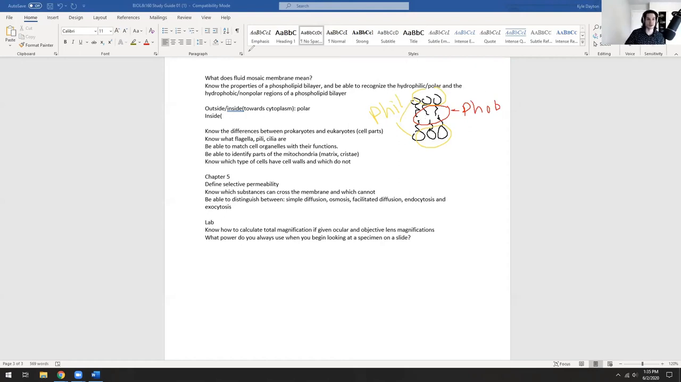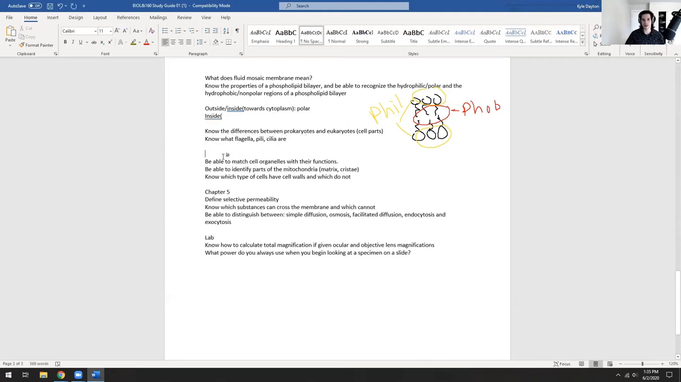No differences between prokaryotes and eukaryotes cell parts. We know the biggest difference is the lack of nuclei in the prokaryotes. Flagella, pili, and cilia. So flagella, just think of sperm, which will have that long flagella. It's a whip-like structure that actually helps in swimming. And then pili, that's going to be the funnel that bacteria use to attach to each other.